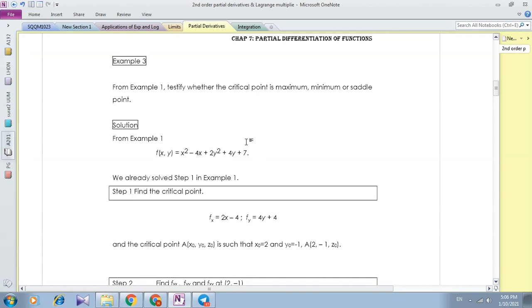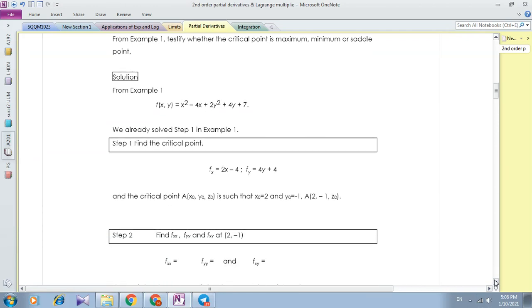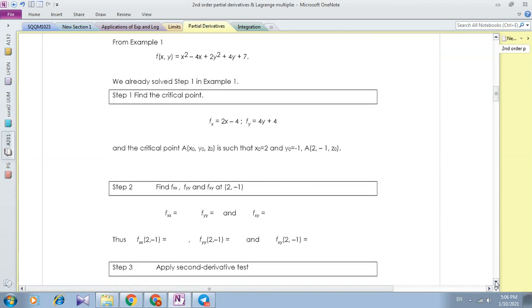And this is our function with two variables, x and y. In the first step, you will find the partial derivative of x and the partial derivative of y. Also you have found out the critical points are (2, 1) and (2, -1). Then in the next step you will find the second order partial derivative.